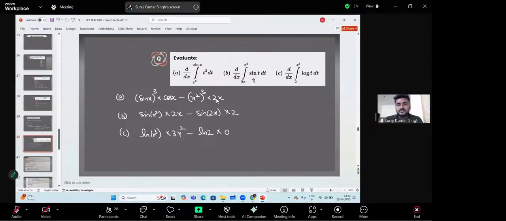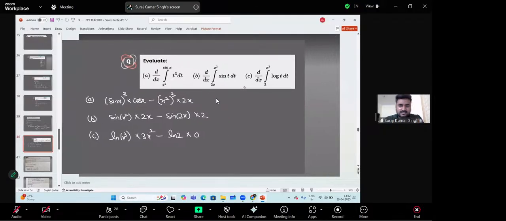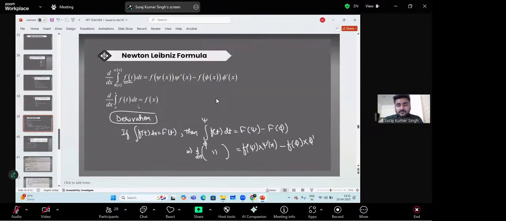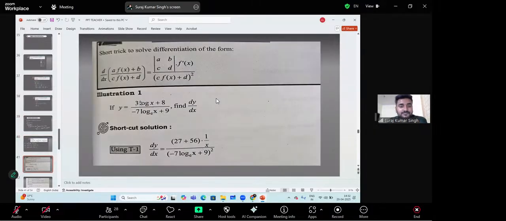Similarly, the second question we can also see what the answer should be. Very easy: sin x square into 2x minus sin 2x into 2. And last, we can give the answer also: log of x cube into the derivative of x cube, that is 3x square, minus log 2 into the derivative of 2, which will be 0 as it is a constant. So in one line we can give the answer by using the Leibniz formula. Understand?